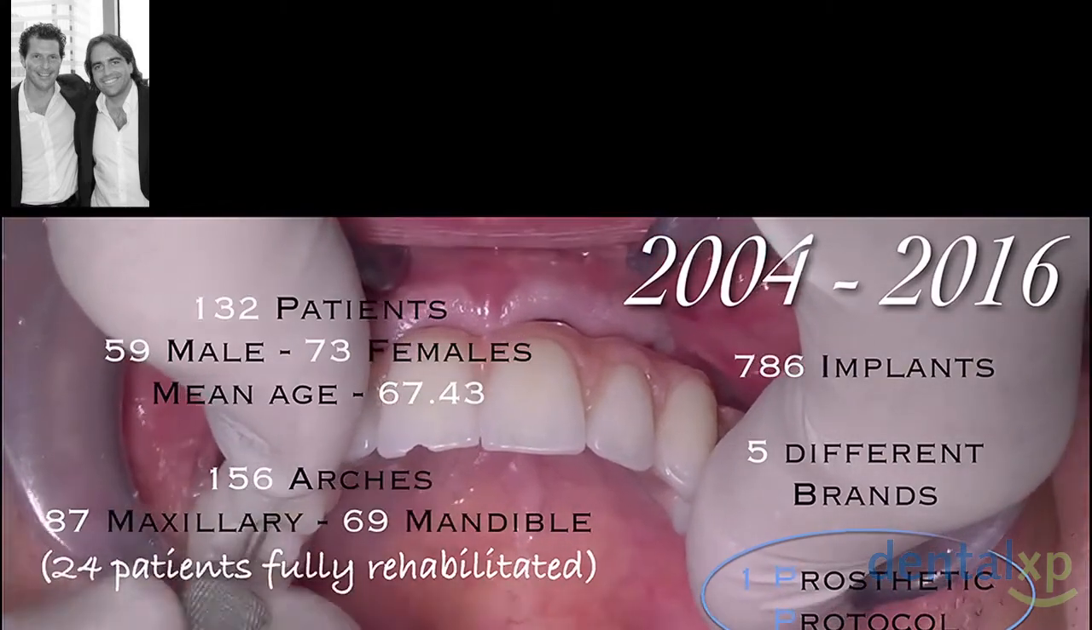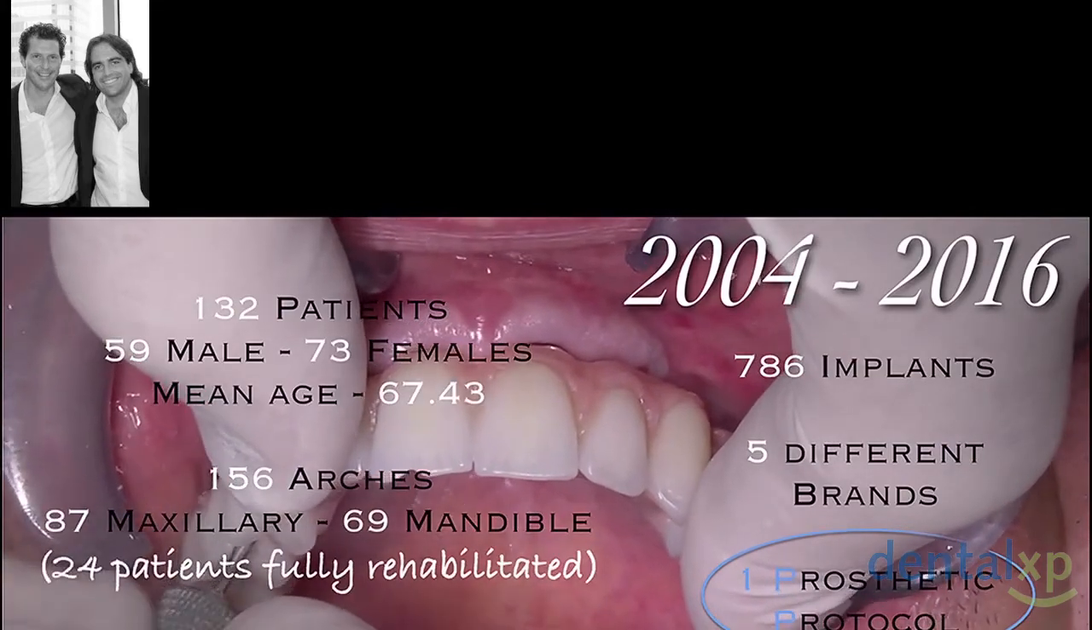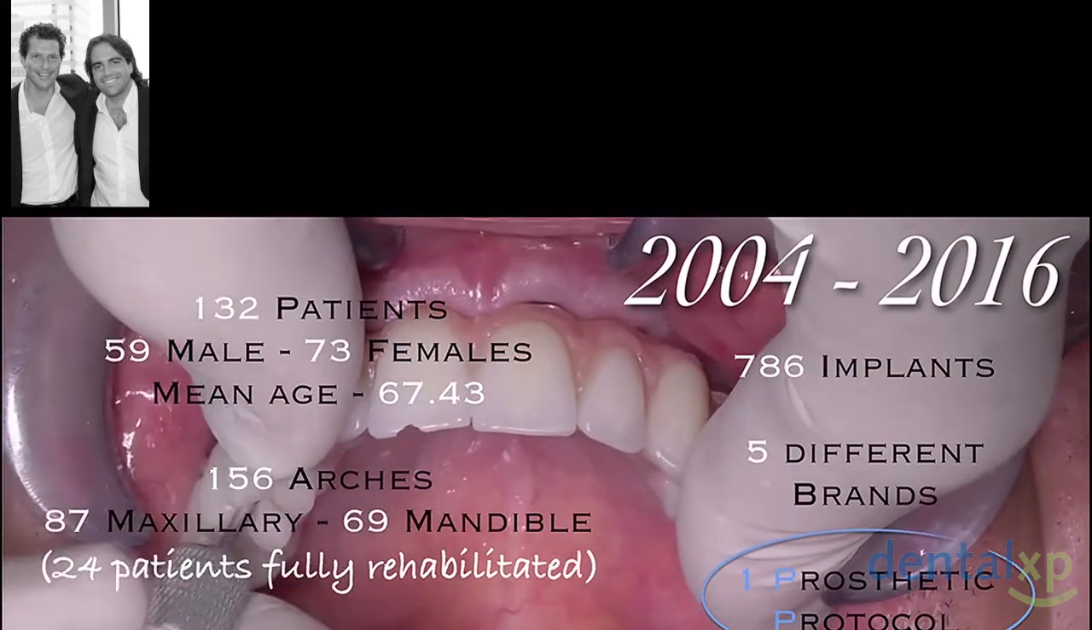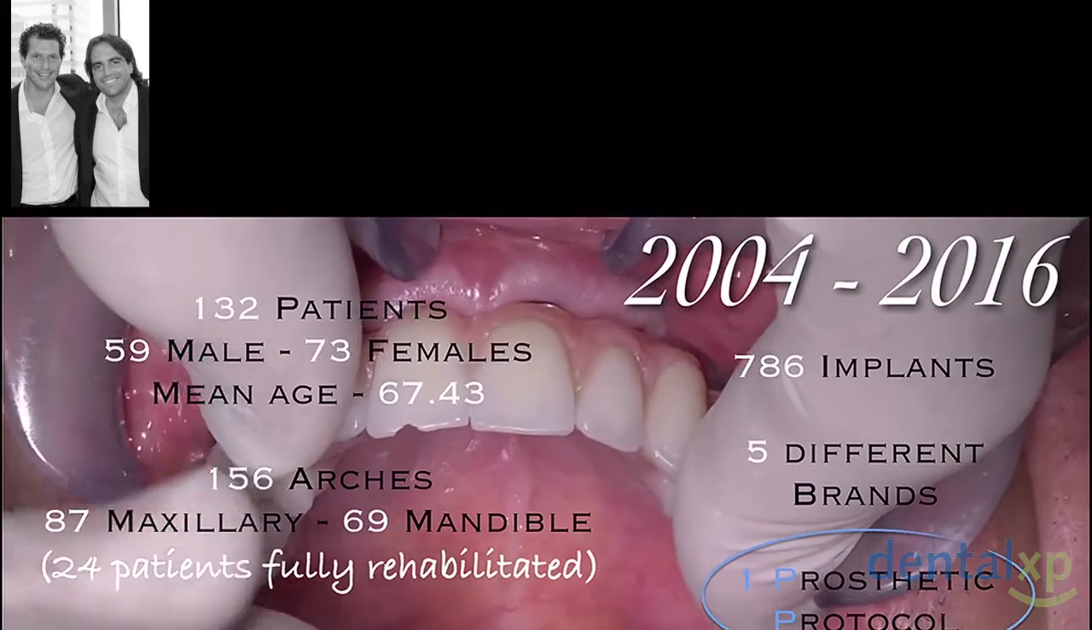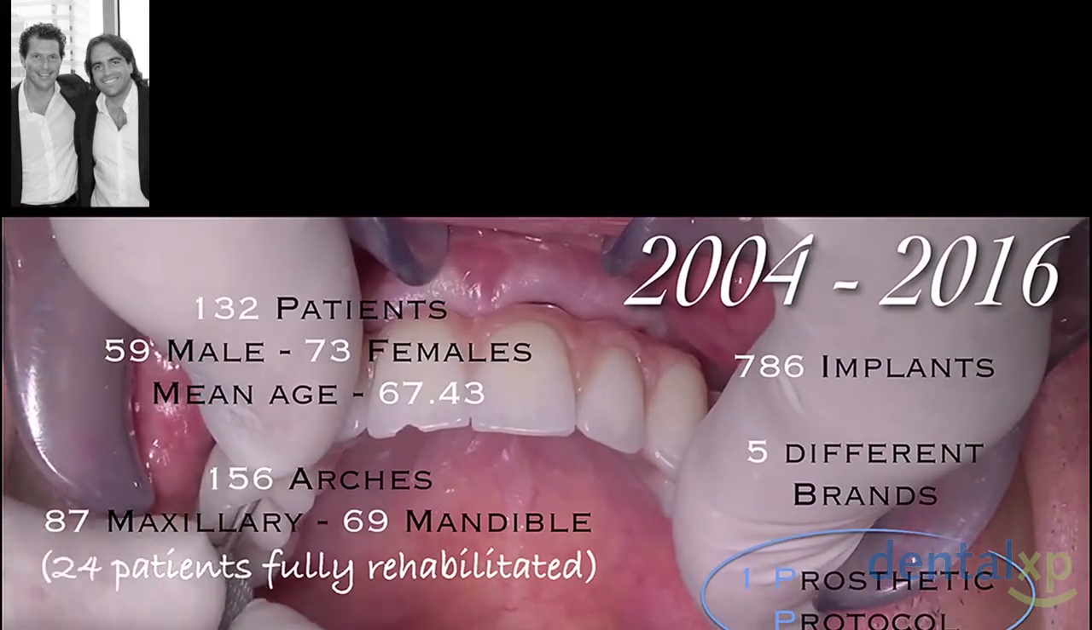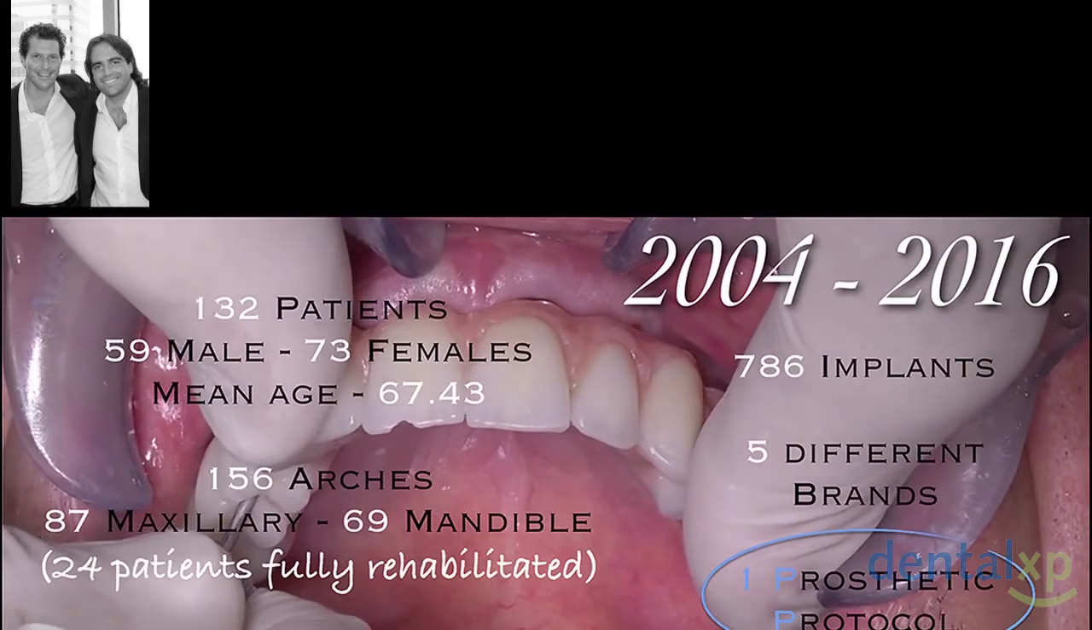The surgical protocol was changing. Straight or tilted implant was not important for us. What was important was the clinical anatomy of the patient, and then we were deciding what to do. That was the key in order to understand.